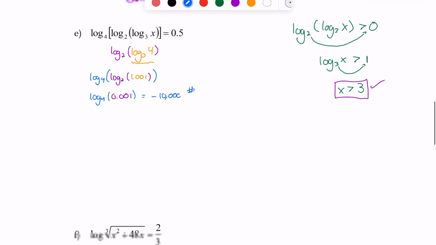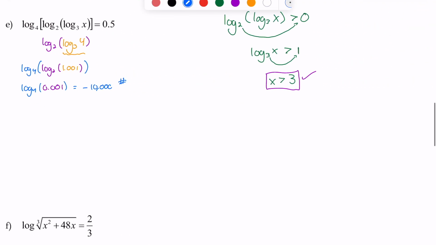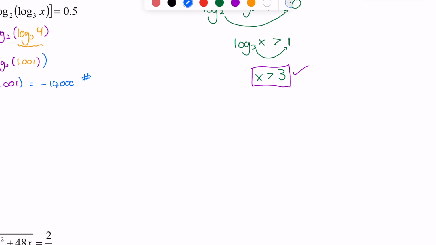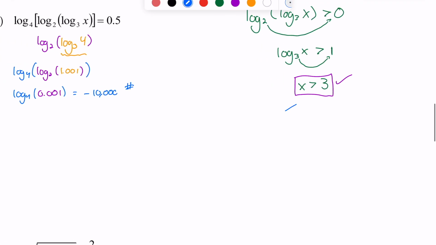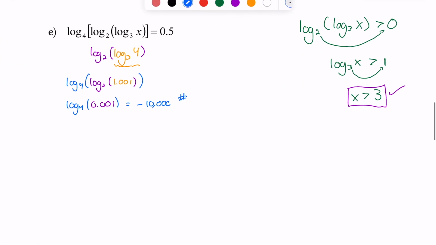And so when you're validating solutions of x, as long as the number is bigger than 3, this logarithm operation can occur, and this one can occur, and this one can occur. So math is not going to break down. So that's what we just did, okay?